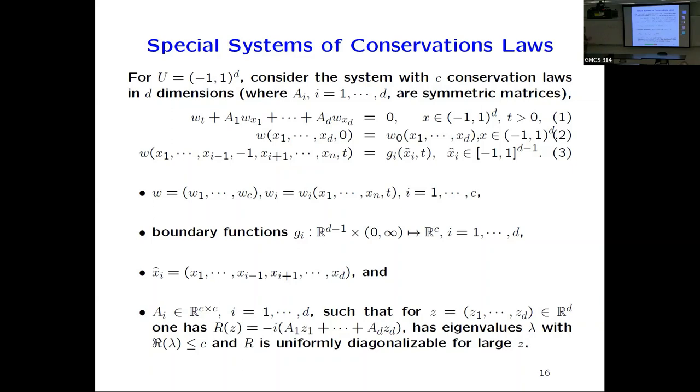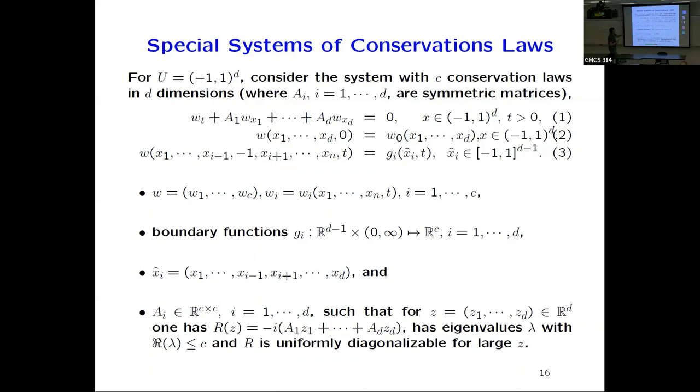Or the other alternative, if you actually have terms of this form, A1 ux, A2 uy, equals 0. And this is the case I will adopt. So let's assume that u is defined in negative 1, 1. The problem is, let's put it in just 2D or in 1D to make it simple. I have x in negative 1, 1, and this is t.